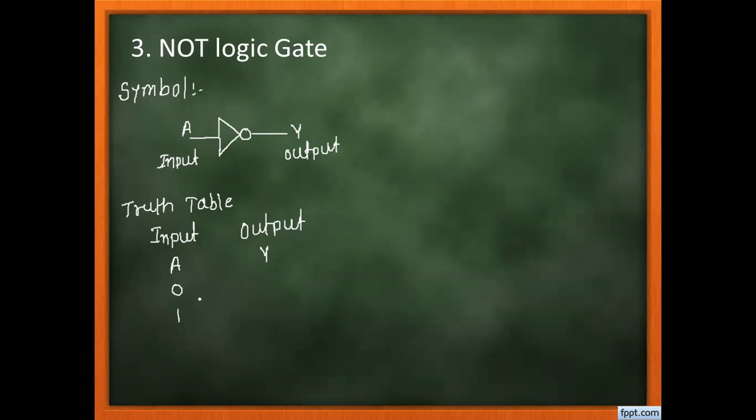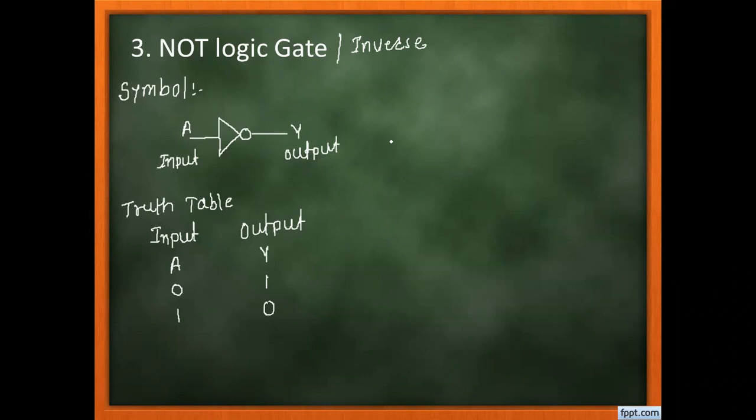And this NOT gate will inverse the input. Means what? If the input is 0, output is 1. If the input is 1, output is 0. That's why this logic gate has another name, we call it inverse logic gate.